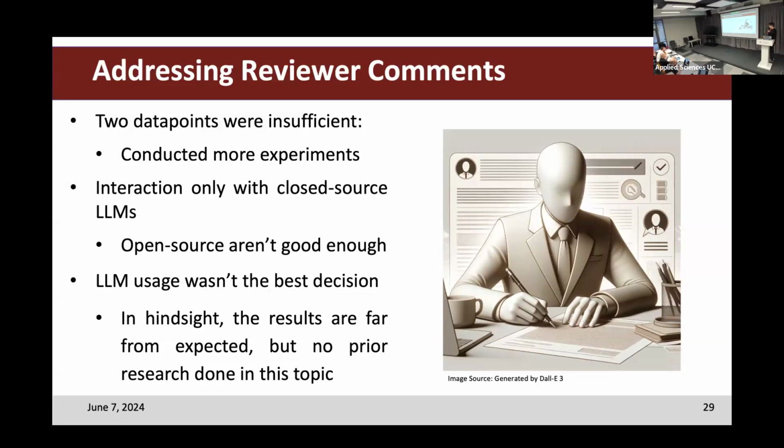We agreed that research with open source language models is statistically and scientifically more significant, but at the time when we began the research, they were unfit for our experimentation, and the LLM usage wasn't the best decision. Probably we could get a similar improvement without the usage of LLM. In hindsight, yeah, the results are far from what we expected initially, but there was no prior research done on this topic, so we experimented with it.